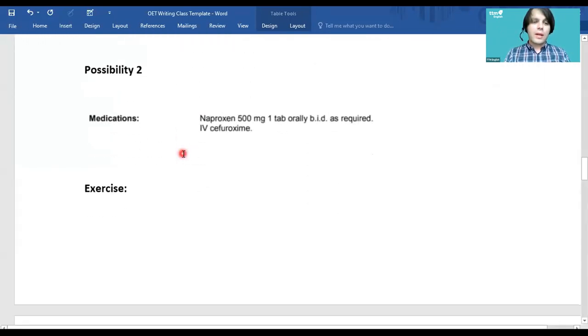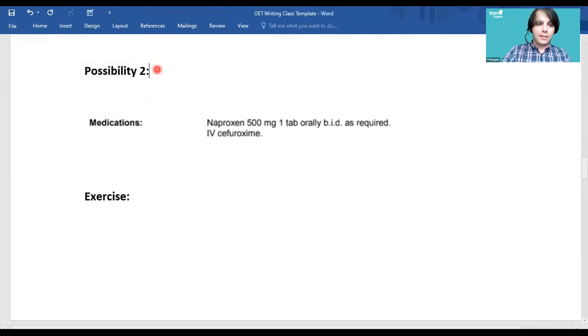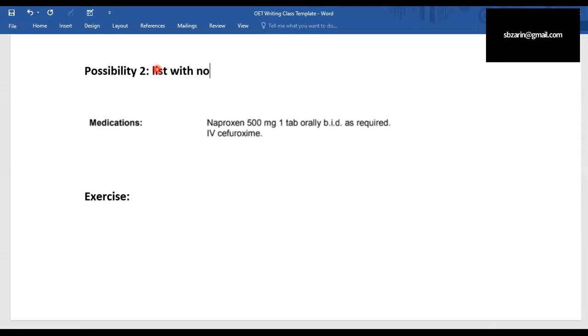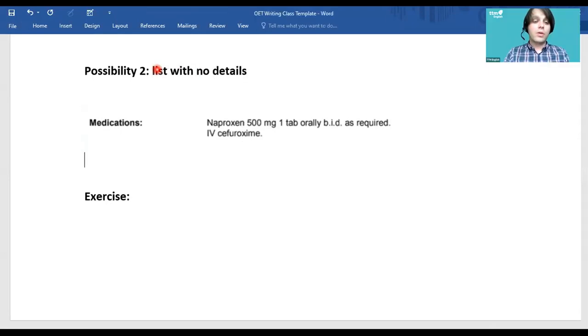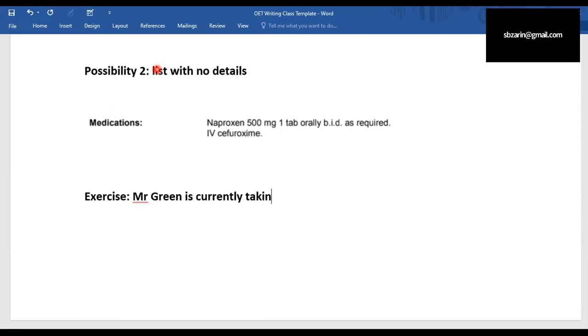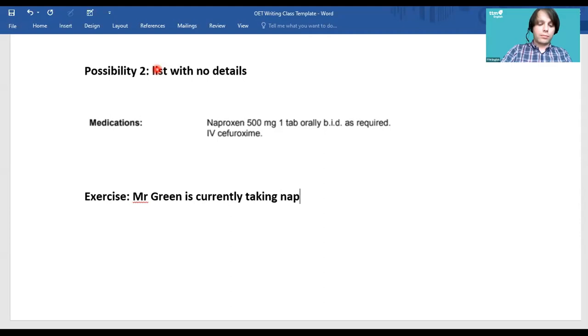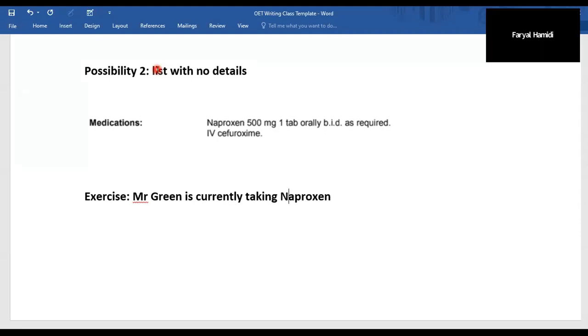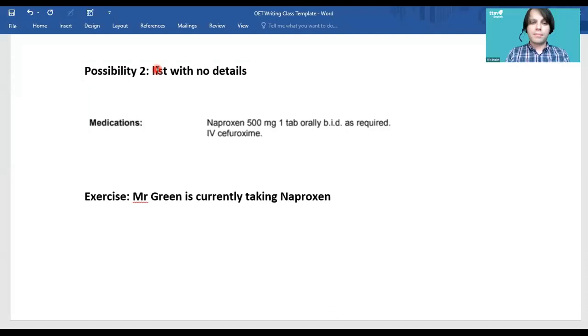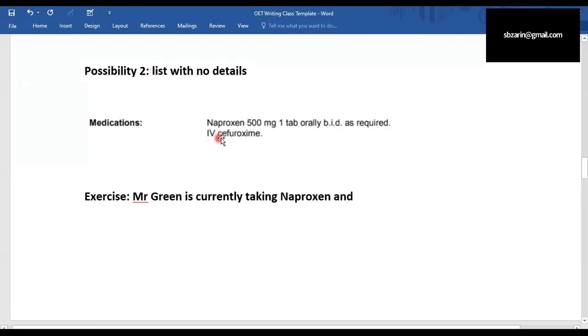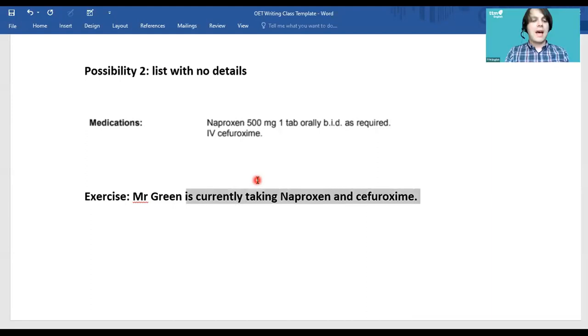So possibility 2 is just a list with no details, right? So it's quite easy. What would you say? Let's say Mr. Green is currently taking naproxen. Do I need a capital or not? Yes, because it's a brand name. Naproxen is a brand name, isn't it? Okay, I think you're right. And then what do I say? And ciforoxime. Ciforoxime. Okay. Simple as that.